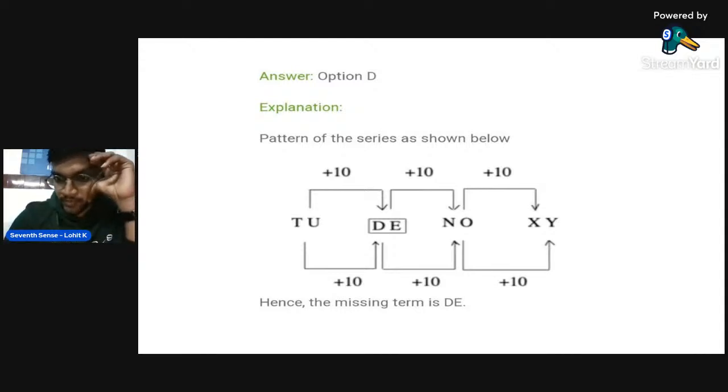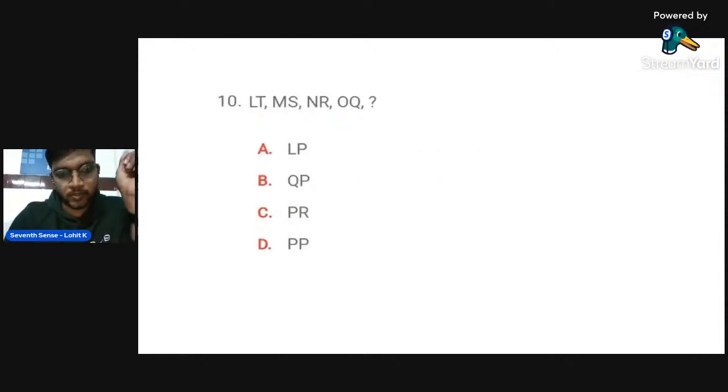Some people have done it in different ways also. That is TU plus 8 they have done, so they got the answer as DE. Okay, NO plus 8 they have done, they got the answer as XY. So like that also you can do. So remember that you can get the answer in different patterns also. Okay, do this one now.